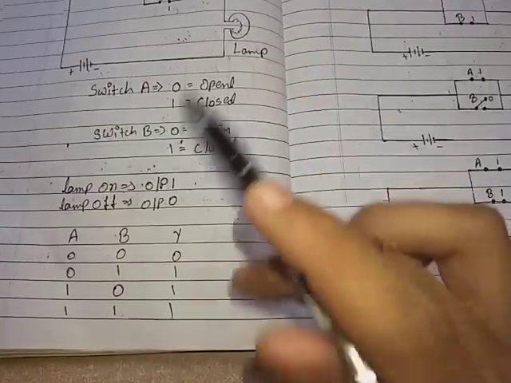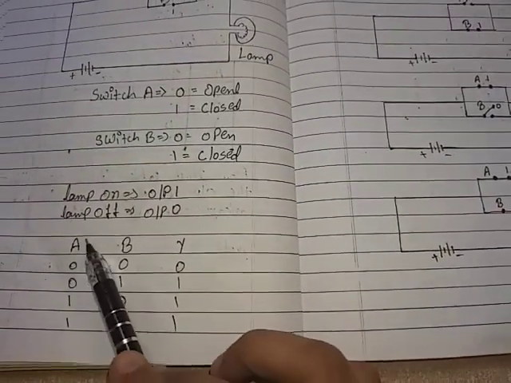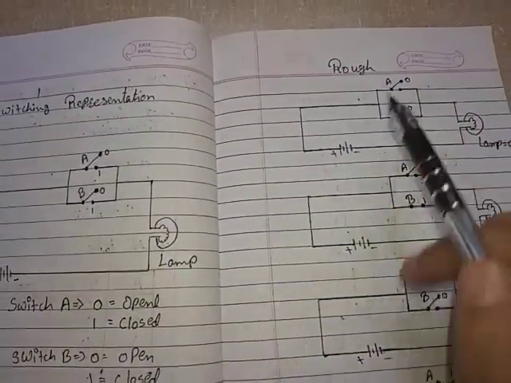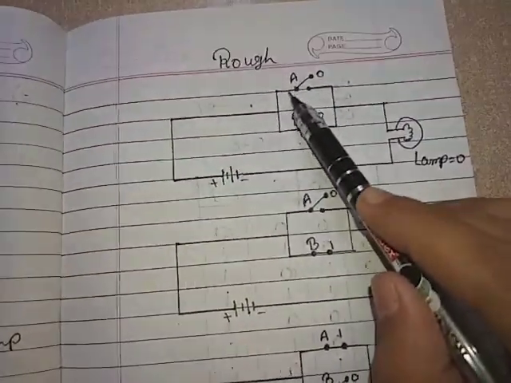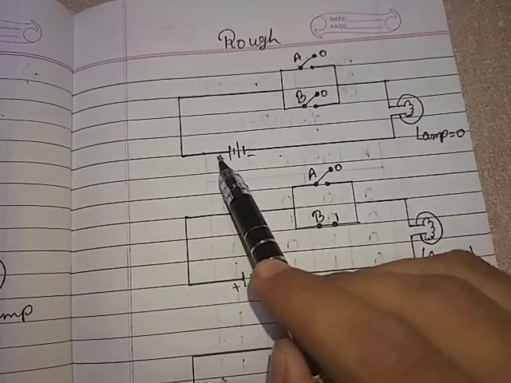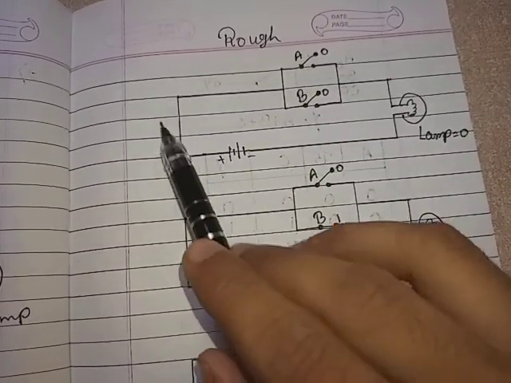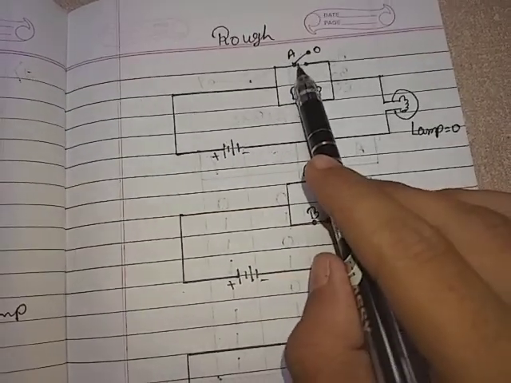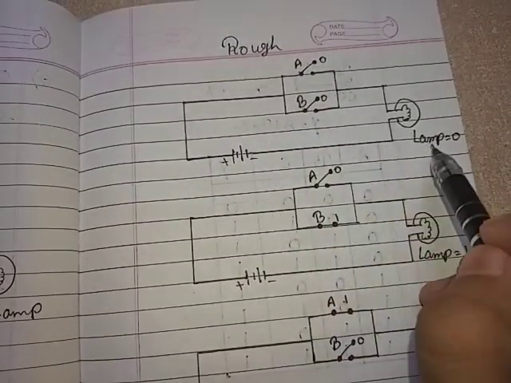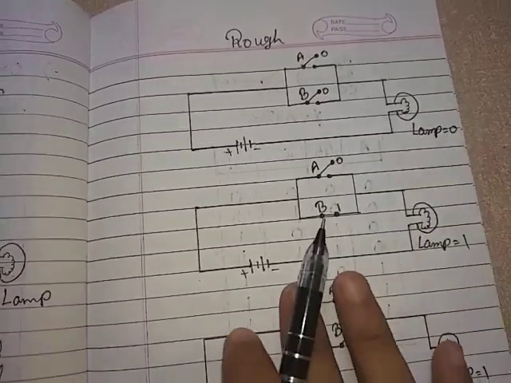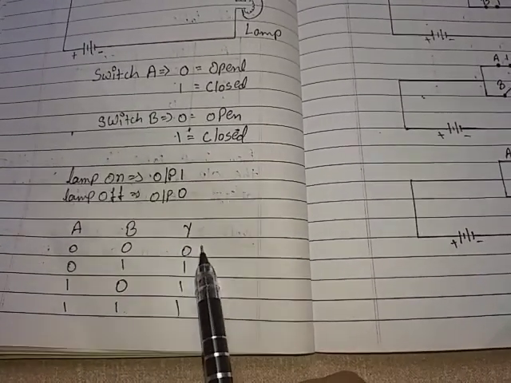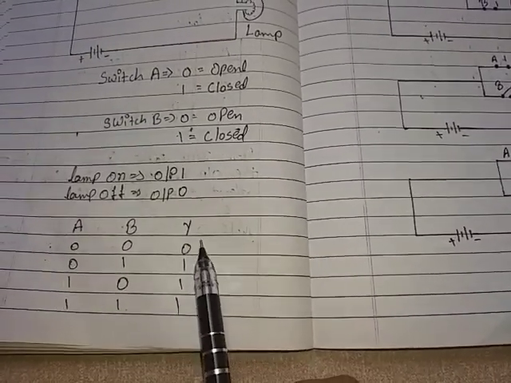So here are the conditions: when switch A is at 0 and switch B is at 0. So let's see, here it is. Switch A is at 0, B is at 0. Current starts flowing from the positive terminal of the battery, and as both the switches are open, the circuit is incomplete and hence the lamp is in off state, that is 0. So when A is 0, B is 0, the lamp is off, or y is equal to 0.